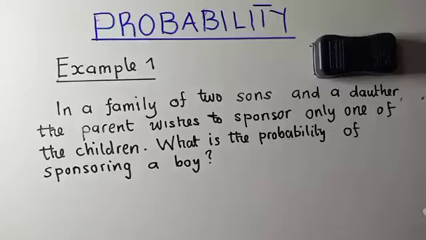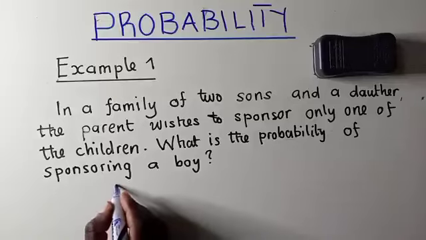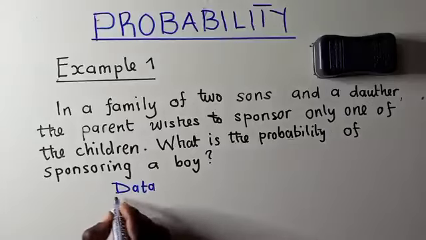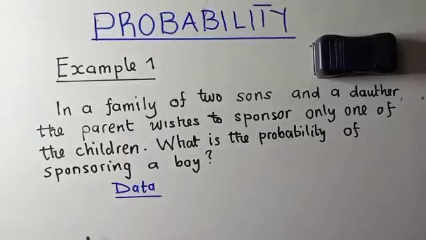In a family of 2 sons and a daughter, the parent wishes to sponsor only one of the children. What is the probability of sponsoring a boy? So how do we answer this one? We first need to collect data. So we collect our data. This is the data we are collecting right here.